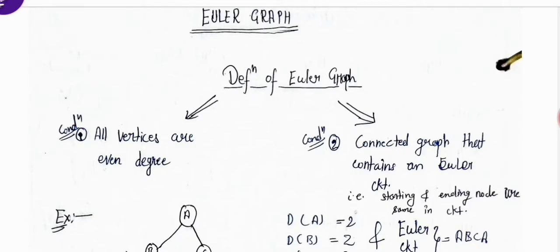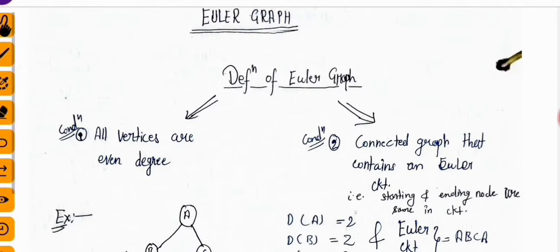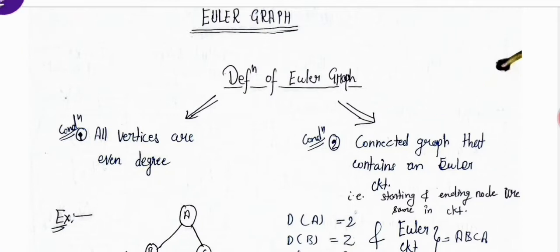So here, the definition of the Euler graph is defined in two conditions. First condition is all the vertices are of even degree, and second condition is that the connected graph contains an Euler circuit, means the starting and ending node are the same in this circuit. Now come to the examples for more clarification of the point.